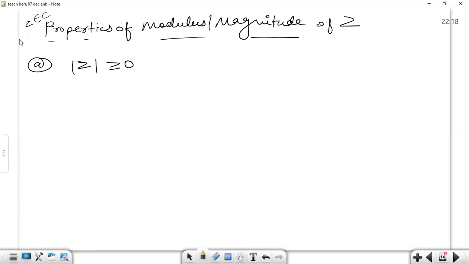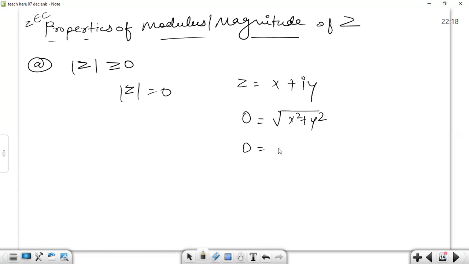And if we find out when the modulus of z becomes 0, so as we know, say a complex number is this, for its modulus to be 0, square root of x square plus y square has to be 0. So squaring on both sides, x square plus y square has to be 0. Now we know the square of anything is positive. So the sum of two positive things is only going to be 0 when they both are 0, right? Only x has to be 0 and y has to be 0 to make this condition satisfied.